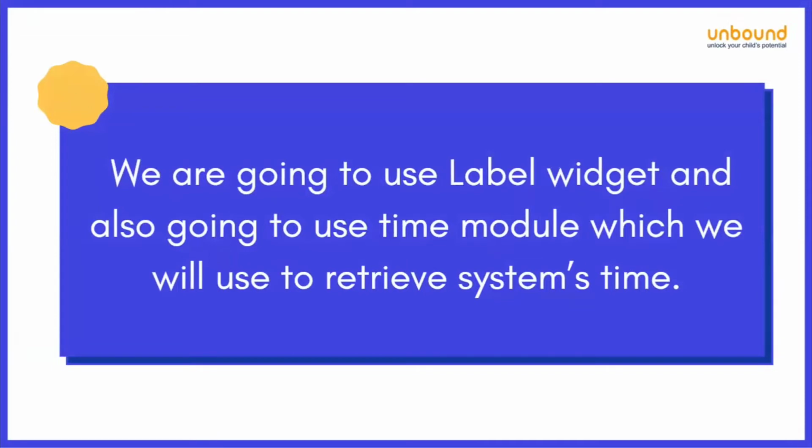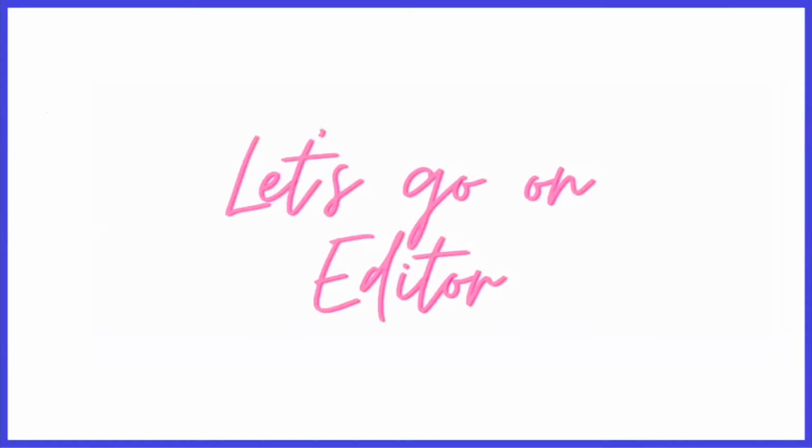As here we are going to make a digital clock, of course we need a time module for that. We are going to use label and also time modules to retrieve the system's time. As you're working on your laptop, PC or any other device, it will just take your system time, which will be on your screen, and then use it in your digital clock. So now let's go to our editor and learn how to make a digital clock using Python Tkinter.